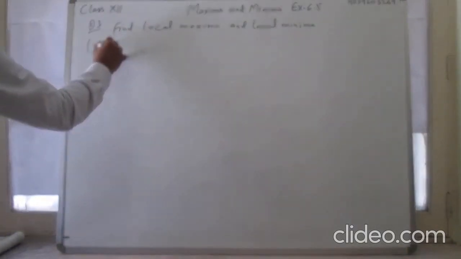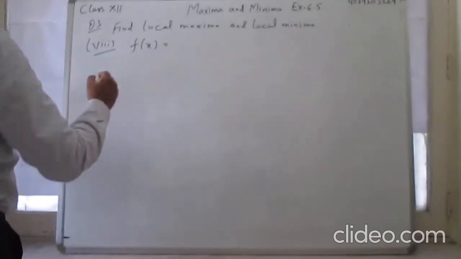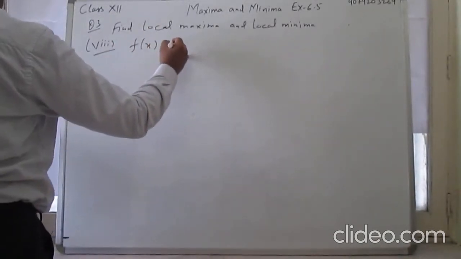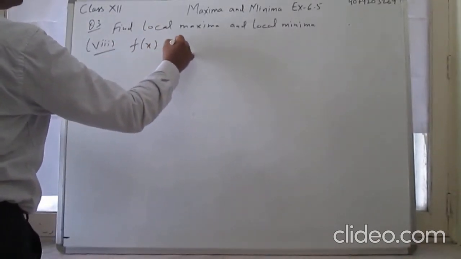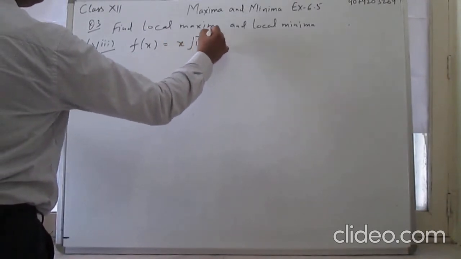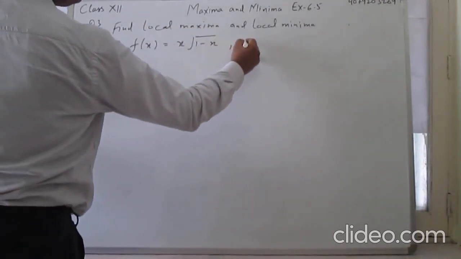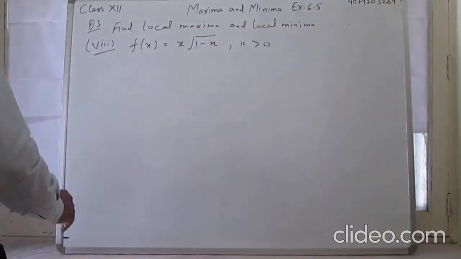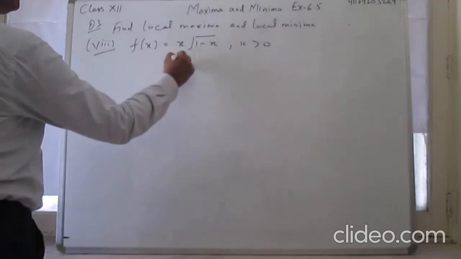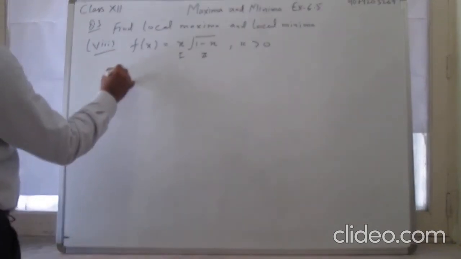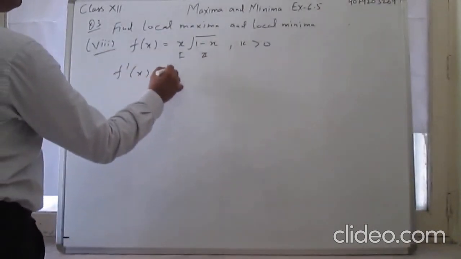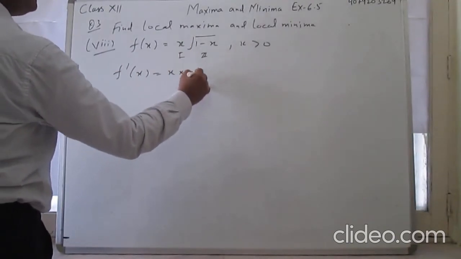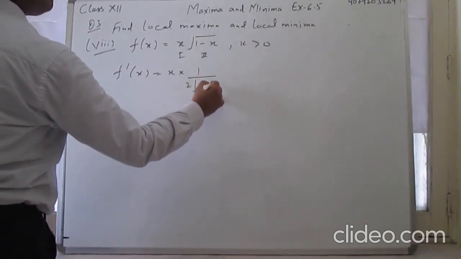Eighth part. f x is given to you: x under root 1 minus x, where x is greater than 0. Now find f dash x. This is the first function, this is the second function. f dash x is equal to first function into the differentiation of the second, x into the derivative of under root 1 minus x.